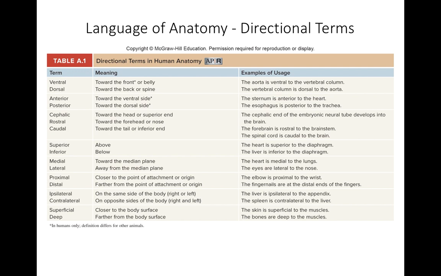So ventral and dorsal, the first two. Ventral means belly, dorsal means spine. So in a human, ventral is also going to mean the anterior surface, whereas posterior is going to mean the dorsal surface. So the front of us is where our belly is, and the back of us is where our spine is. So in a human, ventral and anterior are the same thing. Dorsal and posterior are the same thing.